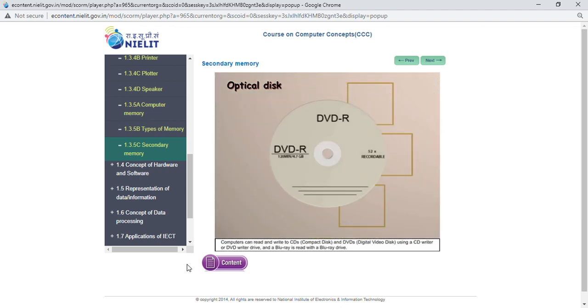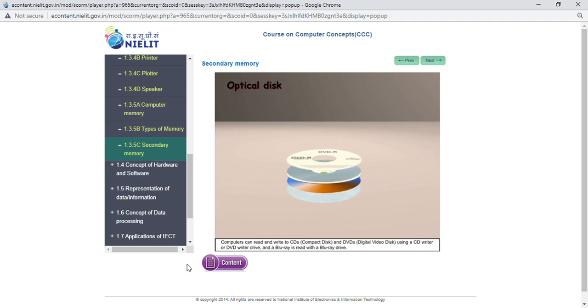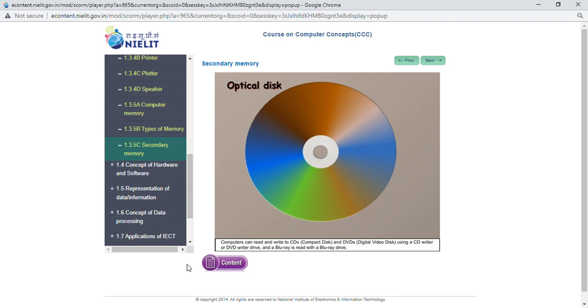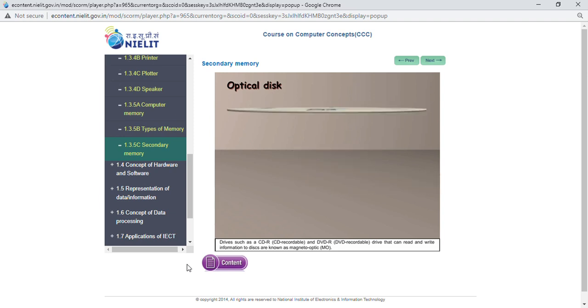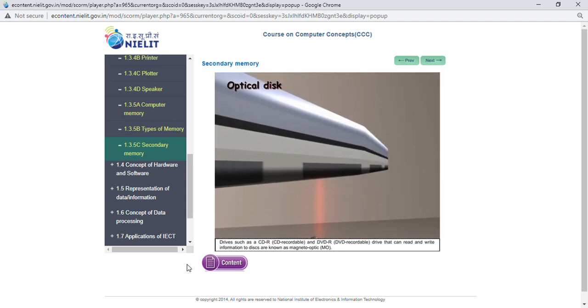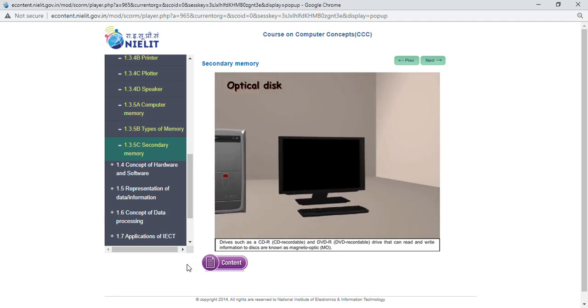Computers can read and write to CDs, that is compact disc, and DVDs, that is digital video disc, using a CD writer or DVD writer drive, and a Blu-ray is read with a Blu-ray drive. Drives such as a CDR, CD recordable, and a DVDR, DVD recordable drive that can read and write information to discs are known as magneto-optic, that is MO.